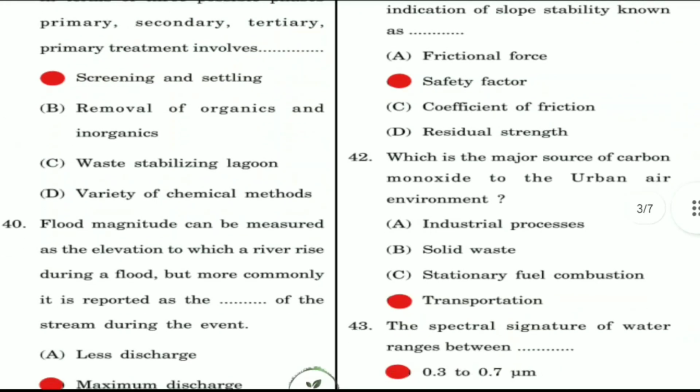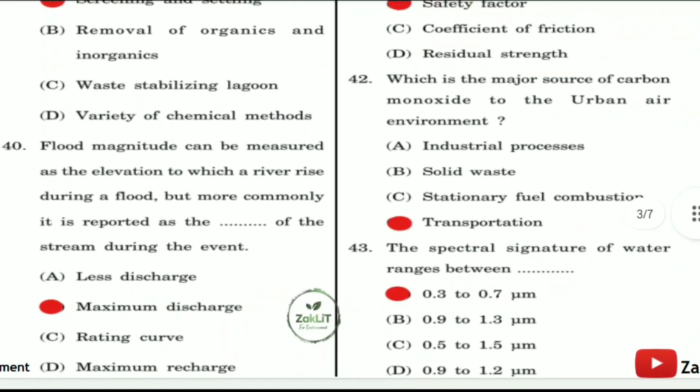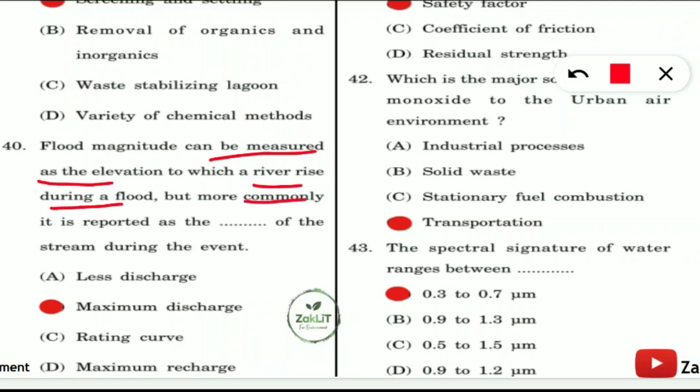Coming to the next question, number 40. Question number 40 on your left hand side: flood magnitude can be measured as the elevation to which a river rises during a flood, but more commonly it is reported as the dash of the stream during the event. We all know what flood magnitude is. Basically we think of how much a river rises during a flood, but actually it is commonly reported as the maximum discharge of the stream during the event. So that will be the correct option, option number B.